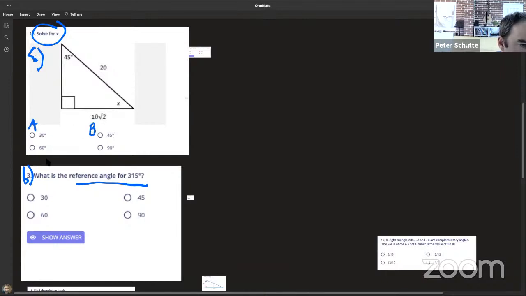So I want you to try and answer question 5 and 6. The one you have to find what x is. The other one you have to find what's called the reference angle or the reduced angle.